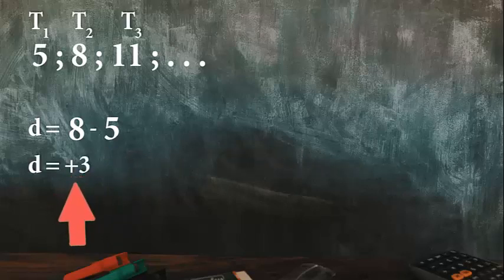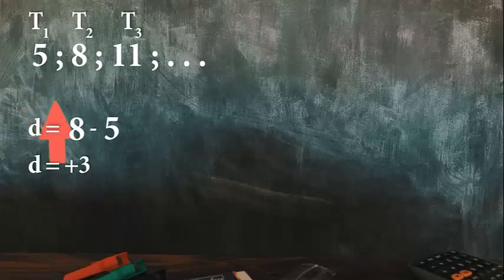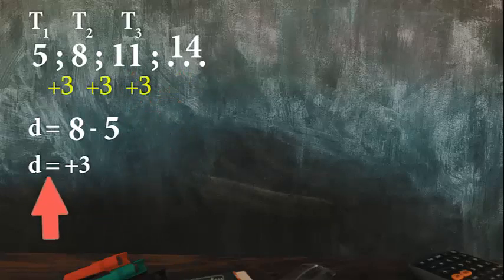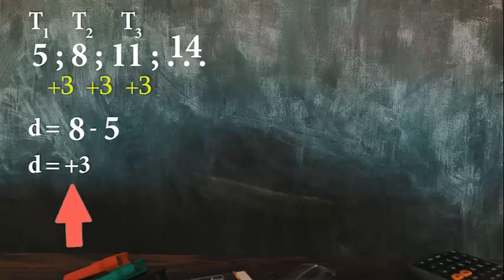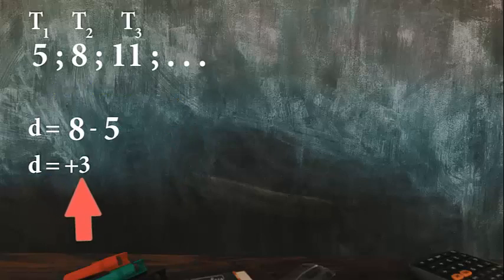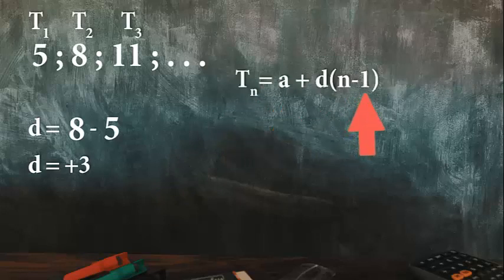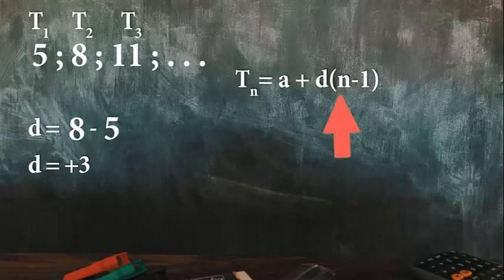So let's just make sure that we have it correct. So 5 plus 3 is 8. 8 plus 3 is 11, and 11 plus 3, and yes, you've got it, it's 14. So we know that the first constant difference is a positive 3. Now we want to calculate the general formula. And to be able to do that, we are going to make use of the following formula. Yes, we're going to use a formula to calculate the general formula for an arithmetic sequence.